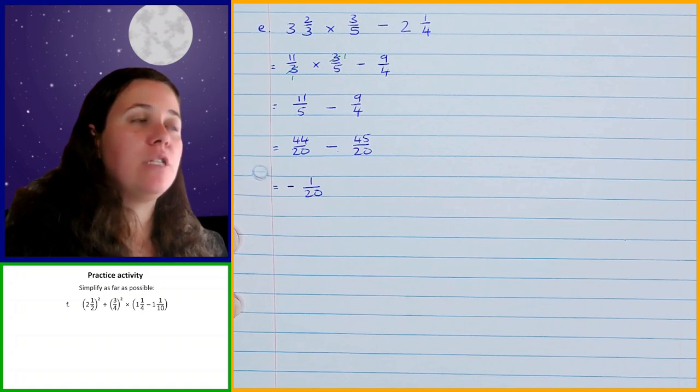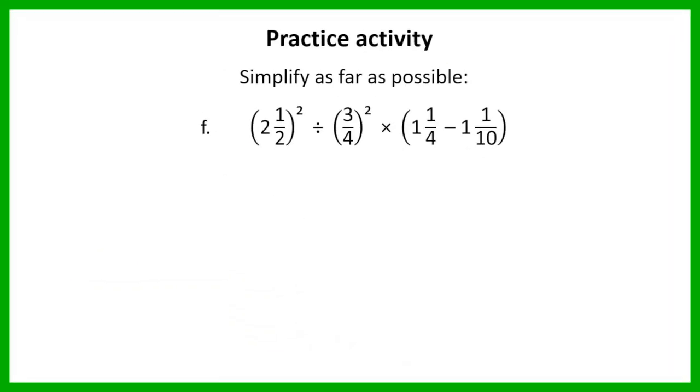And then the last question for today is question F. Here we've got 2 1/2 squared divided by 3/4 squared times, in brackets, 1 1/4 minus 1 1/10. I'm going to give you 3 minutes to work on this question.